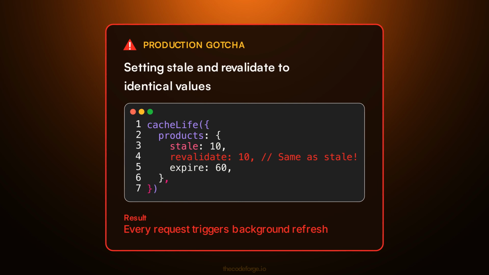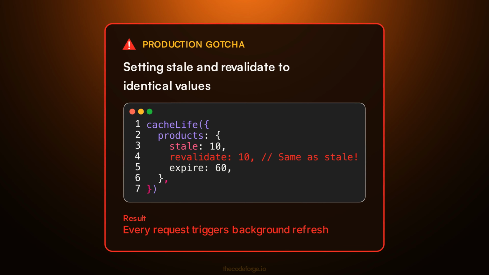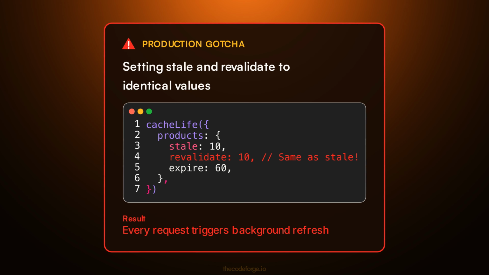Setting stale and revalidate to the same value means every request arrives with elapsed time exceeding both, triggering a background refresh on every request. This floods your origin with revalidation traffic. Keep the stale window 3-5x larger than revalidate.